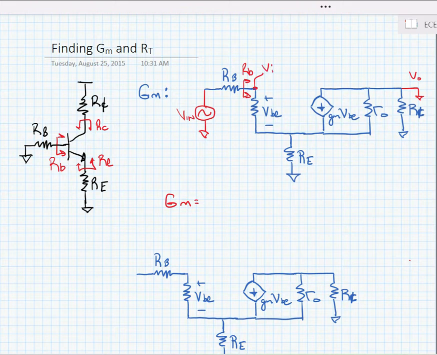Now, we can do KCL at the output node and at the emitter node and solve for the current flowing into that short circuit due to that input voltage. And what we would ultimately find and have found in other videos is that big GM is equal to little gm divided by 1 plus little gm times R big E.